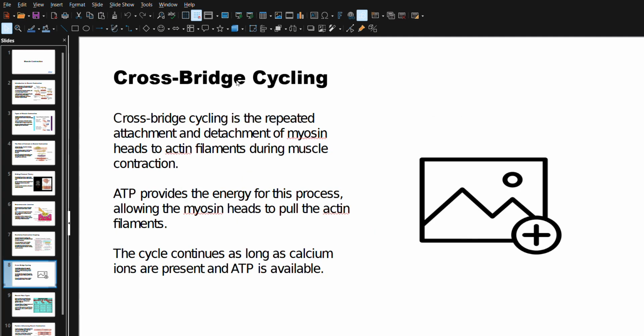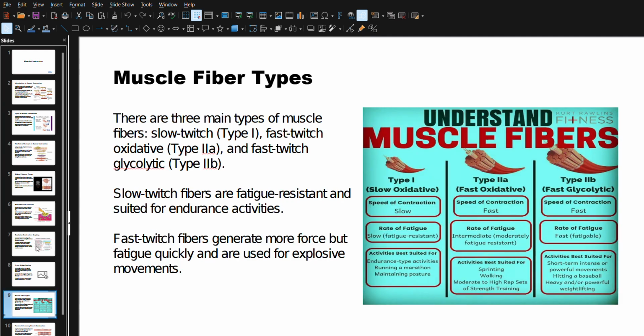Next, cross-bridge cycling. Cross-bridge cycling is a repeated attachment and detachment of myosin heads to actin filaments. What happens actually, muscle contraction begins with the myosin head attaching to the actin filaments. ATP provides the energy for this, allowing the myosin heads to pull the actin filaments. The cycle continues as long as calcium ions are present and ATP is available.